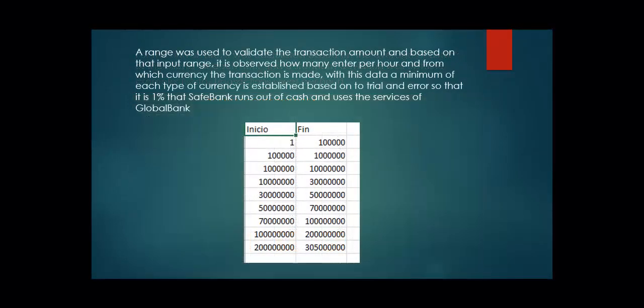A range was used to validate the transaction amount, and based on that input range, it was observed how many enter per hour and from which currency the transaction is made. With this data, a minimum of each type of currency is established based on trial and error, so that there is a 1% chance that SafeBank runs out of cash and uses the service of Global Bank.